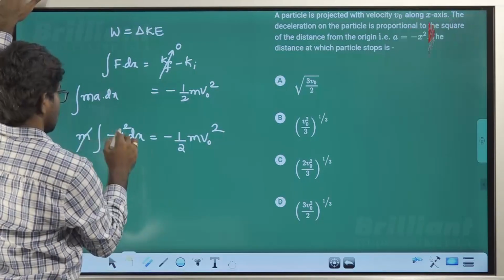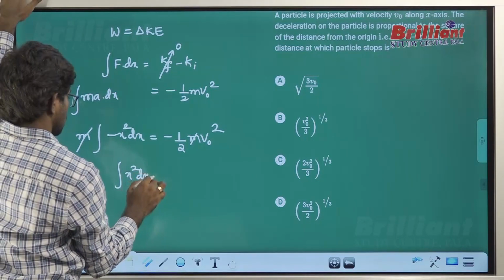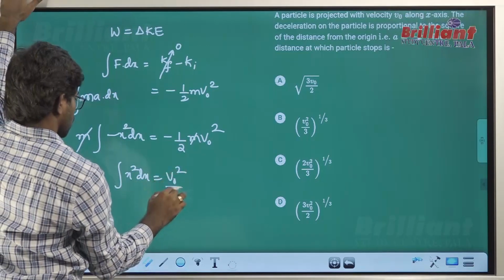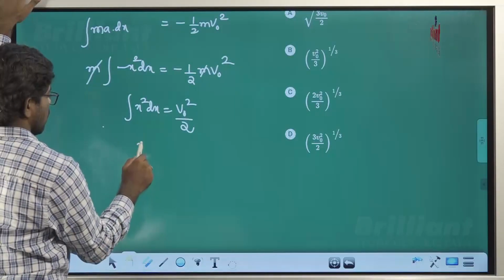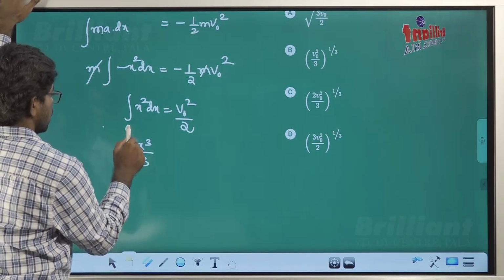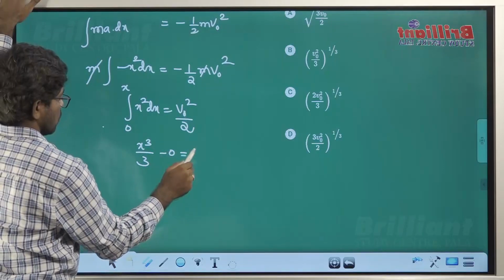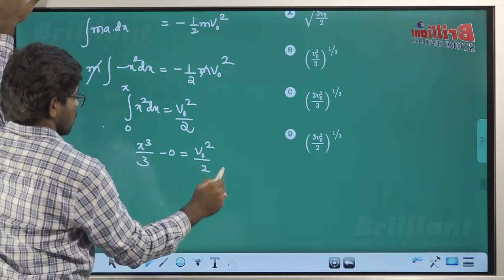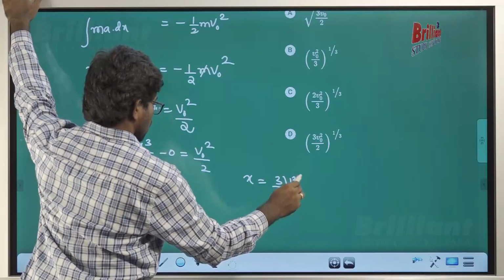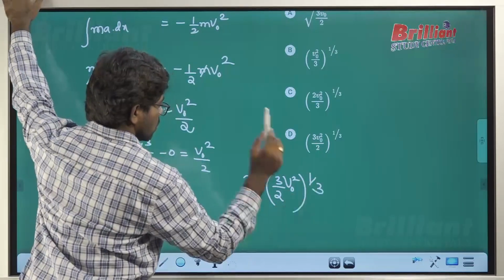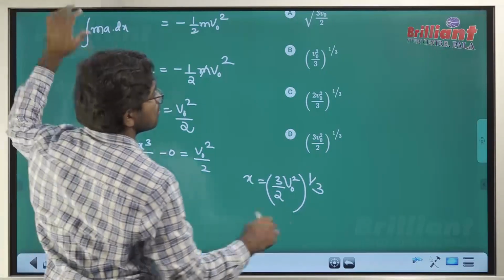Cancel the minus and m, then you will be left with x square dx equals v naught square by 2. The integral of x square dx is x cube by 3, with x varying from 0 to somewhere x. So x cube by 3 minus 0 equals v naught square by 2. Then x is 3 by 2 v naught square whole power 1 by 3.